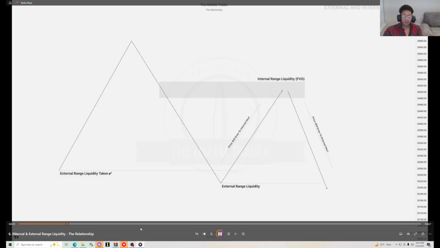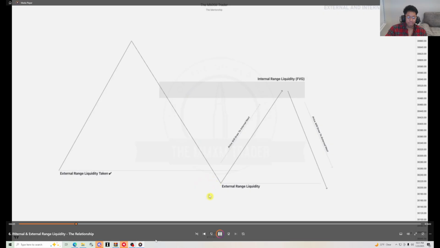Now we have a crude schematic over here on how to see where internal and where external range liquidity is. We've got this move up starting from here. So we have external range over here, which is an old low. We move up, then going down, down, down, taking out that low. So that is external range liquidity, because there's an old low down here.